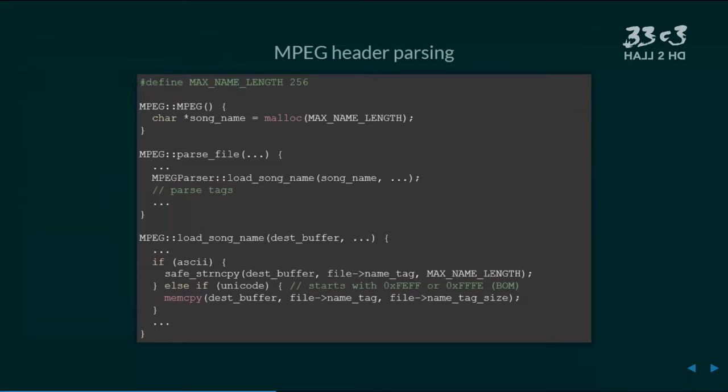So I looked at it, and they actually malloc a 256-byte buffer for the song name. And then when they go to load it, if they see a Unicode bomb marker, they just memcopy the thing. And that tag size is totally controlled. So, you know, that's it.